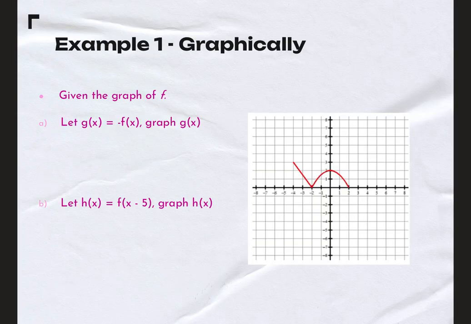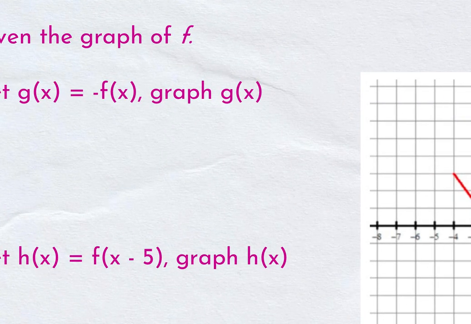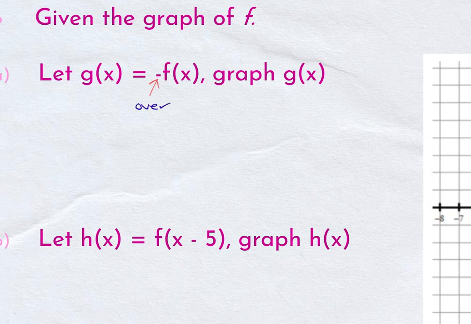So this first one says we're going to change it graphically. So given the graph of f, let g of x equal negative f of x. You're going to graph g of x. So when the negative is on the front, what happens? Flips it over which one? The x-axis or the y-axis? So this flips this over the y-axis, which means all x values change sign.